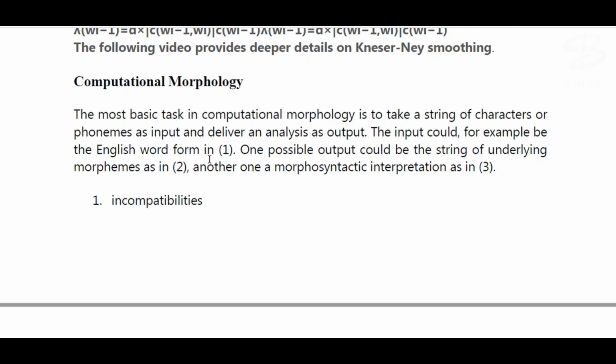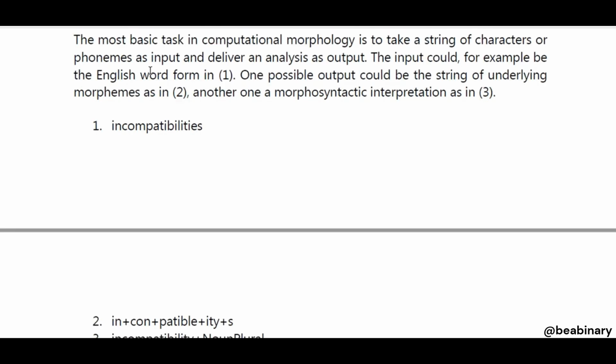An example of some English word form in 1. One possible output could be the string of underlying morphemes as in 2, and another one of the morphosyntactic interpretation as in 3, ऐसा होगा। तो ये देखिए पहले के लिए क्या बोला, इंग्लिश वर्ड, तो incompatibilities, हाँ ये है आपका, ठीक है, इंग्लिश वर्ड.